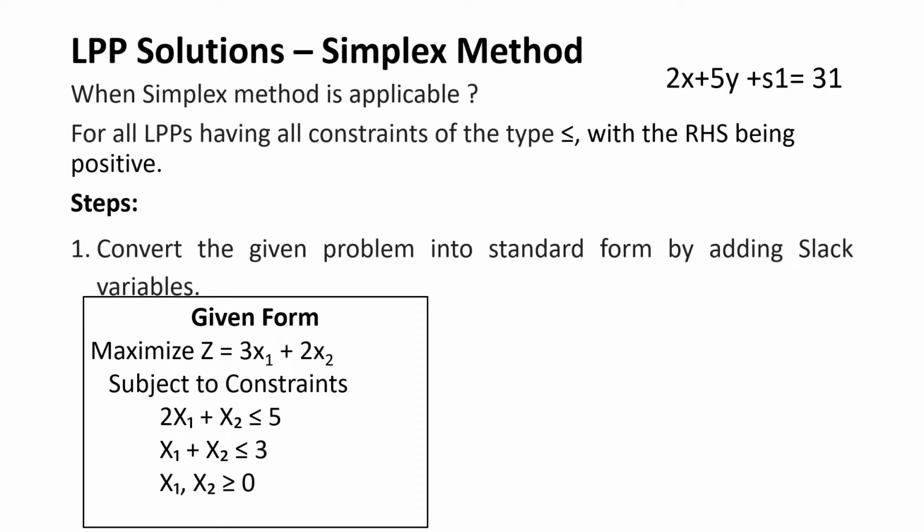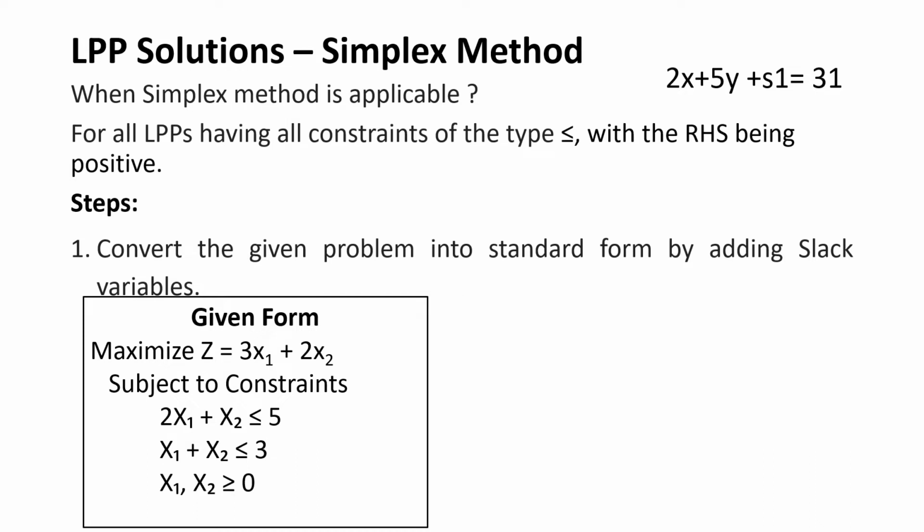So after making the right hand side of the constraints positive, we have to look at the nature of the constraints. If all the constraints are of the type less than or equal to, with the right hand side being positive, then only we can apply simplex. Otherwise, we won't be able to apply simplex, and we have to apply some other technique which is called the Big-M method or the two-phase method. Okay, so we have taken this problem.